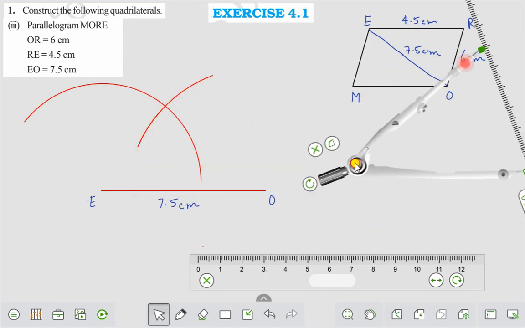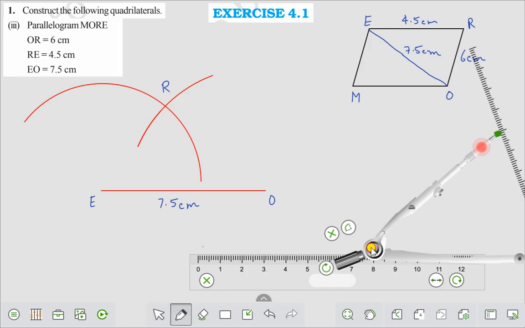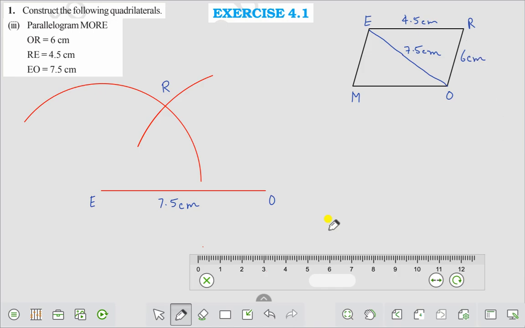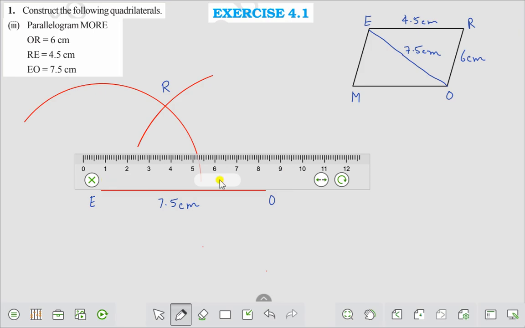Right? We are getting a point, and the name of this point is R. Let us give the name here, that is R. If you draw this line, let us draw the line ER. Join ER and RO.